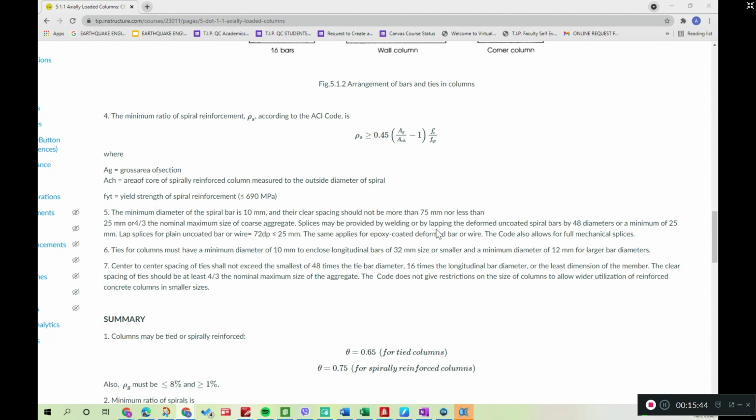Splices may be provided by welding or by lapping the deformed uncoated spiral by 48 diameter of bar. So how much is that? For example, if you are going to use 16, okay, 16 times 48. So it must have been 768, or you can say 800. 800 is your splice. Okay, do you get what I mean?